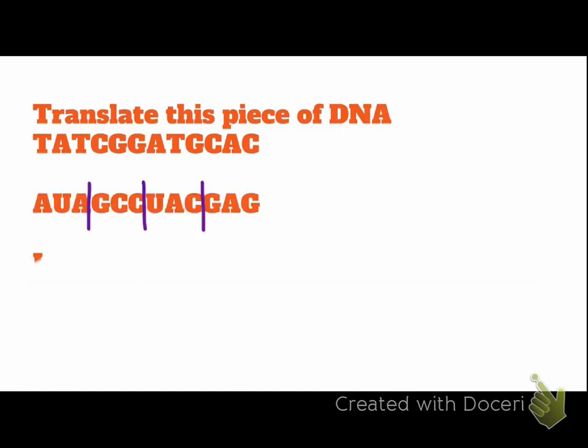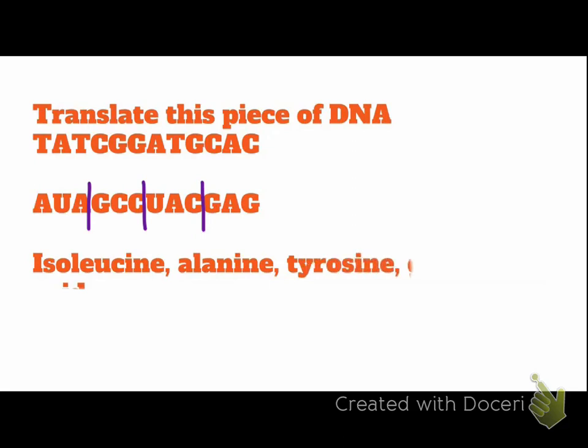All right, so here is your RNA sequence that came from this piece of DNA. So remember, my T's still go to A's, but my A's go to U, and my C's and my G's are going to stay the same. So here is your piece. And then you should have isoleucine for your AUA, alanine for GCC, tyrosine for UAC, and glutamic acid for GAG.